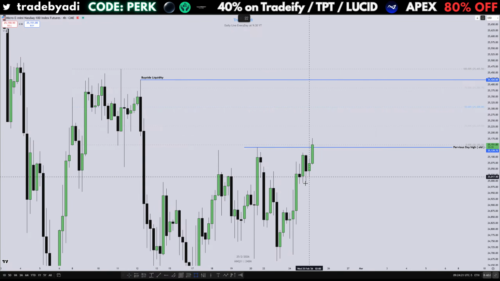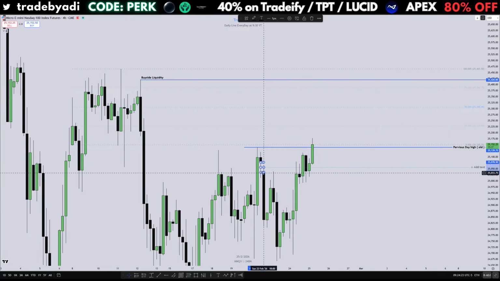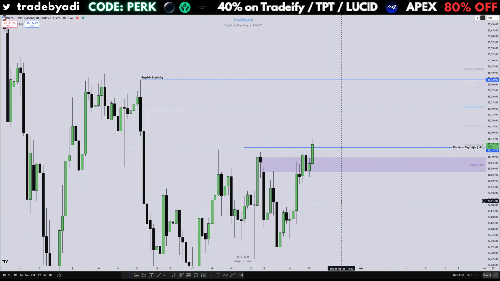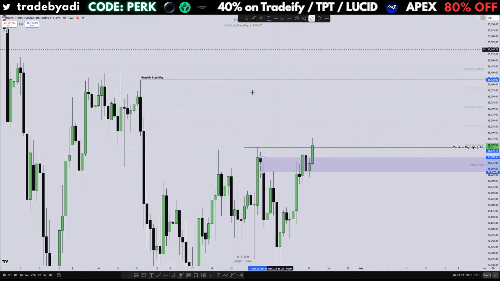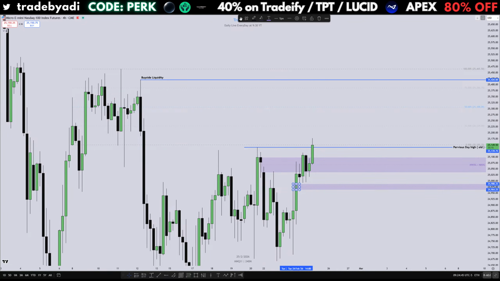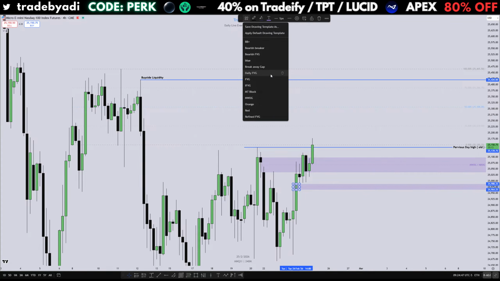And we do have a fair value gap. We also have this new week opening gap. This is the closing and this is the opening. And these are all the failure swings, and I will also mark this fair value gap on the 4 hour FVG.